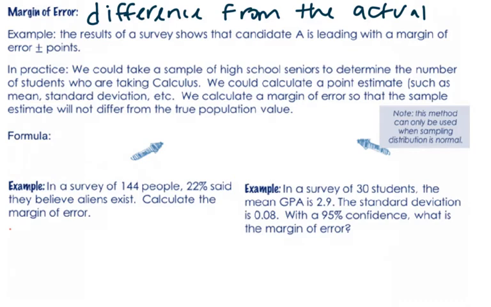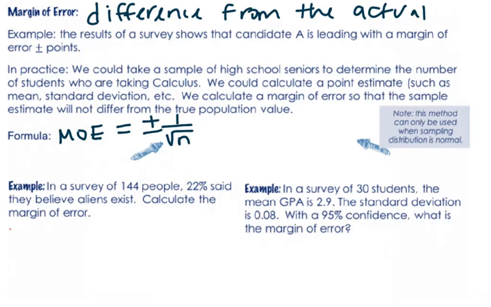So we could take a sample of high school seniors to determine the number of students who are taking calculus. We could calculate a point estimate, such as mean, standard deviation, etc. We calculate a margin of error so that the sample estimate will not differ from the true population value. Okay, so for the formula, I'm just going to abbreviate margin of error as MO. And here's the formula. So it's plus and minus 1 divided by the square root of n. Okay, and then n is the sample size.